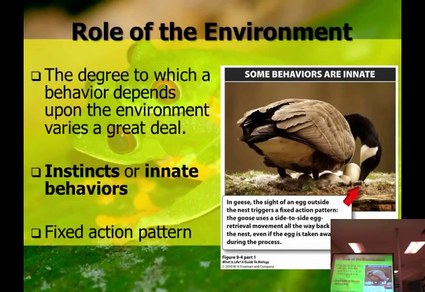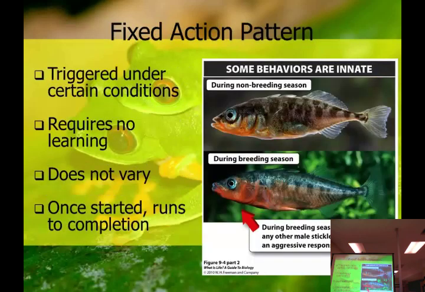So we look at the role of the environment, or the degree to which a behavior depends upon the environment can vary a great deal. There are some things that are instinctive. So if you think about things that you say are instincts, like it's instinctive not to walk in front of a speeding car, or in this case, to roll the egg back into your nest. These are things that are born in you, that you know without ever seeing them.